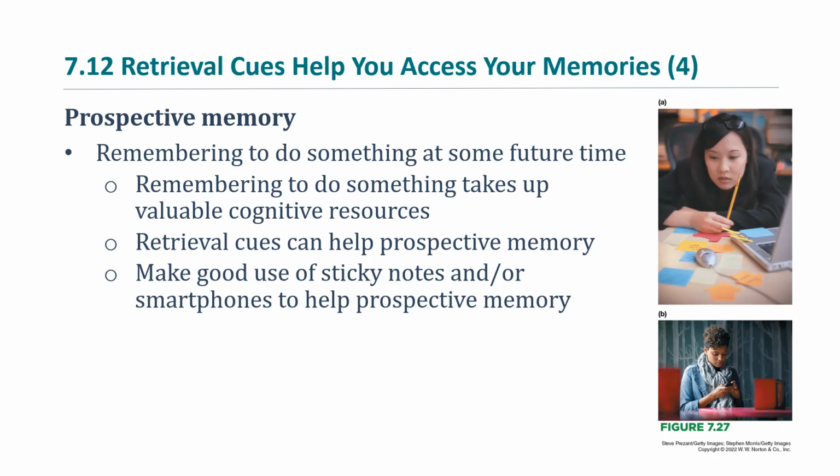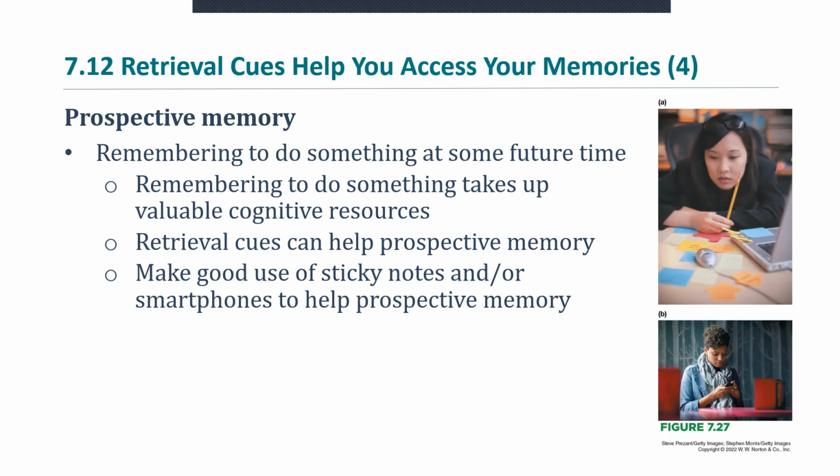The only problem with that, of course, is that putting the ring on a different finger or the elastic band around the wrist doesn't tell you what to remember. So obviously, if you can use sticky notes or put a note in your smartphone, these are a little bit superior retrieval cues because they can tell you exactly what you needed to remember to do.